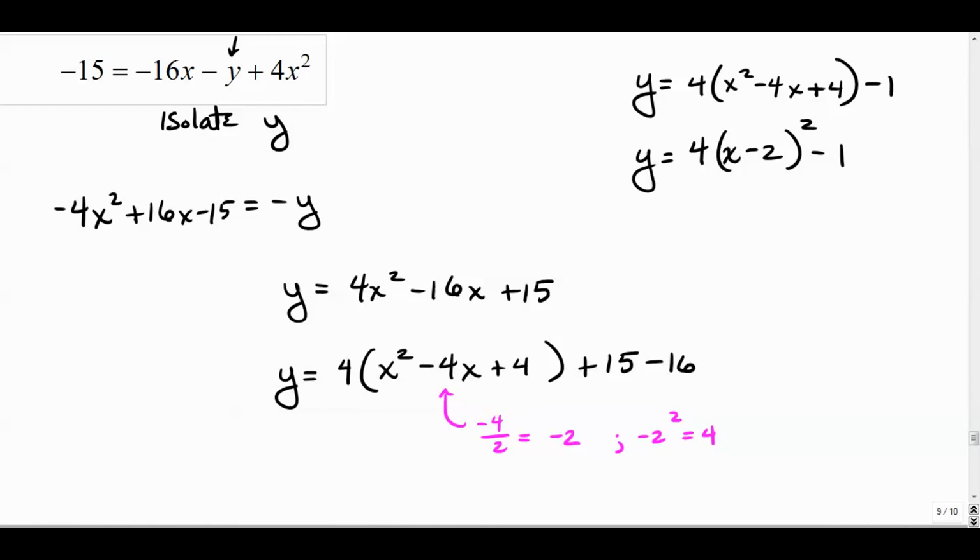You can pull your vertex out really easily. Your vertex then would be positive 2, negative 1. From there, if you wanted to, you can find your p-value, which gives you the focus and directrix. So there you go. Hopefully that helped you.